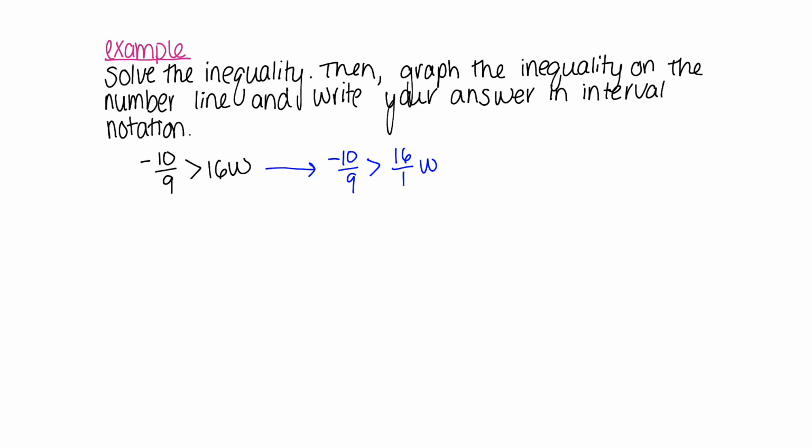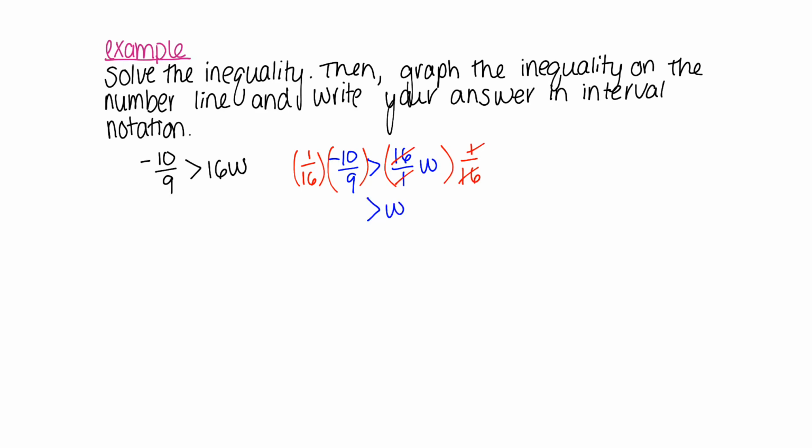Now I can multiply both sides by the reciprocal of 16 over 1. The reciprocal of 16 over 1 is 1 over 16. We are multiplying by a positive number, which means our inequality will not change direction. These 16s cancel, and I guess you could think of the 1s as canceling as well, so it's just a w left over here.